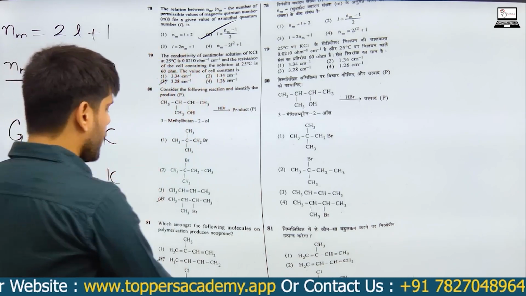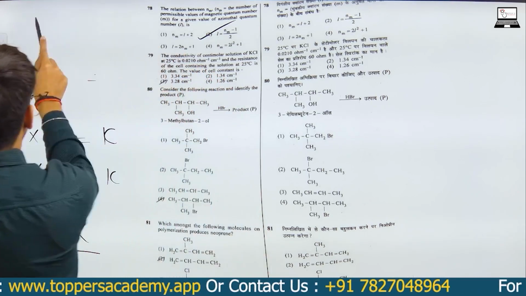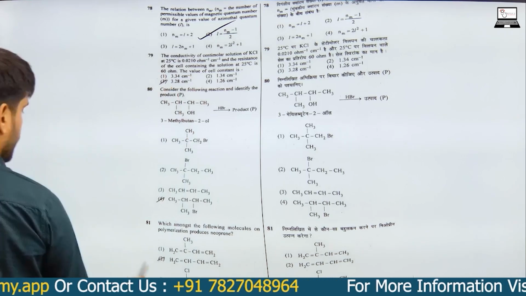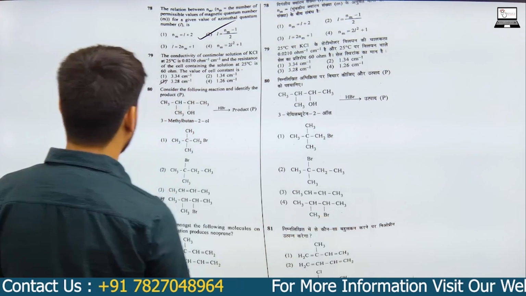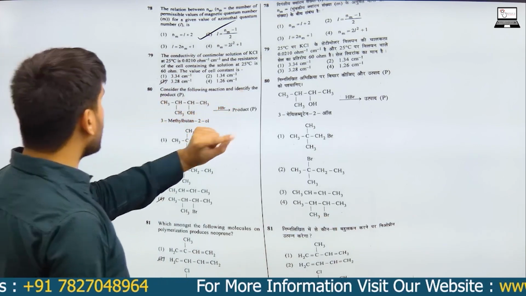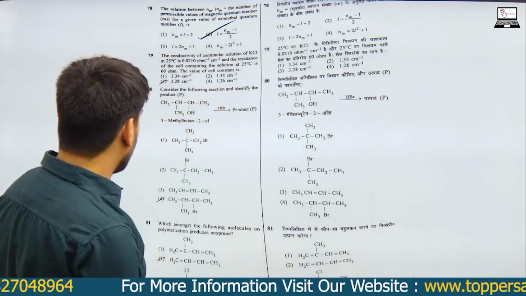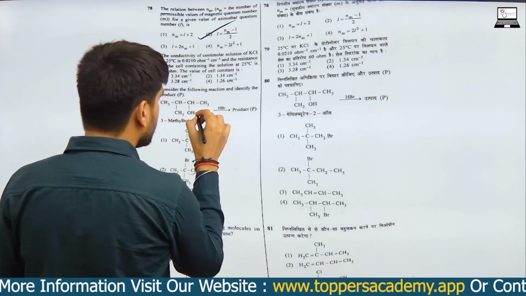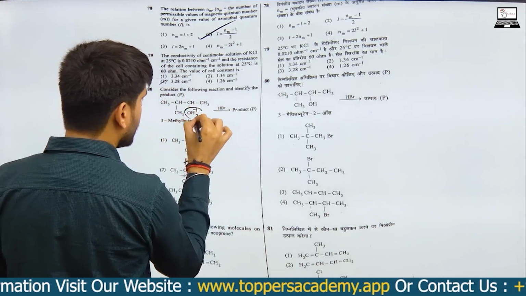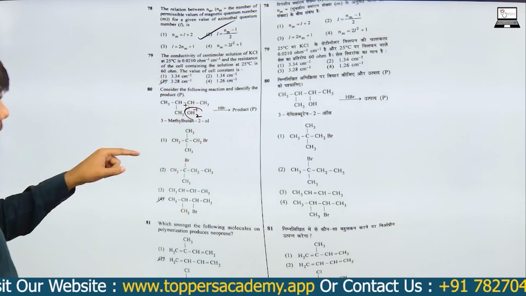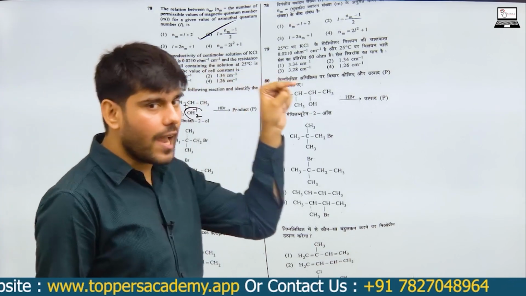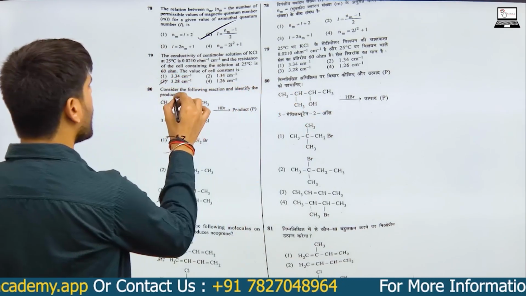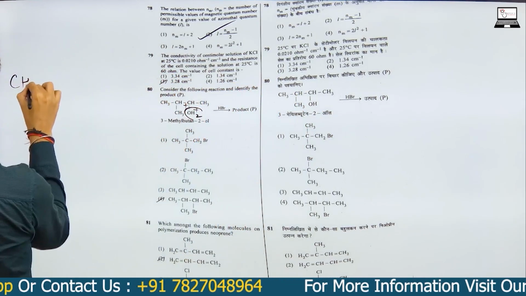Next question is, consider the following reaction and identify the product. Okay, so we know that in the first step, this will be H positive, then I get a positive charge here, but then if I shift the hydride, in order to get a stable 3-degree carbocation, then the new carbocation generated will be like this.